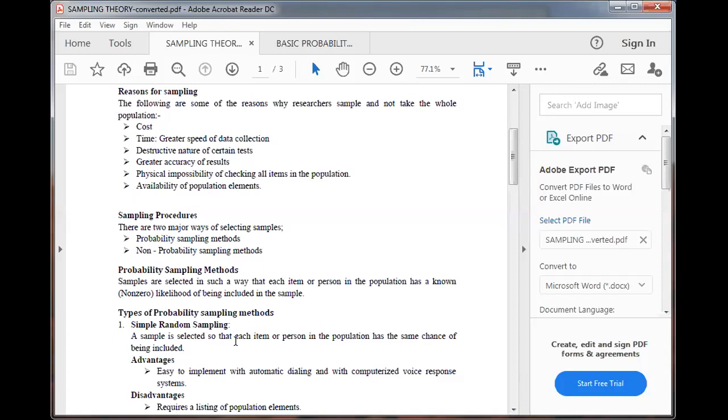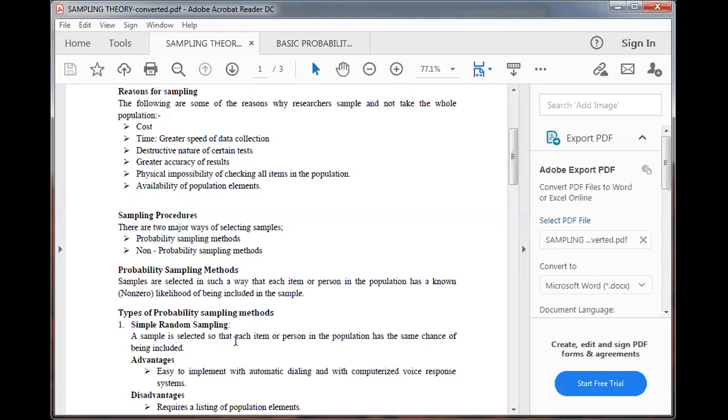If, for example, I have 10 items and I want to do analysis on only three, if I subject them to probability, then I can do something like a lottery, whereby I write the numbers and then I mix them and then I pick three. Those with yes, they qualify to be in my sample. Those with no, they are not in my sample. But the key point is this: everybody had an equal chance of being selected.